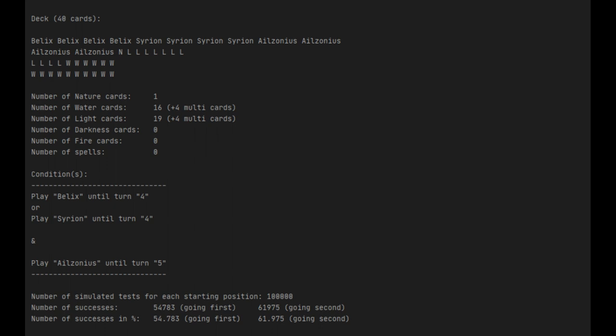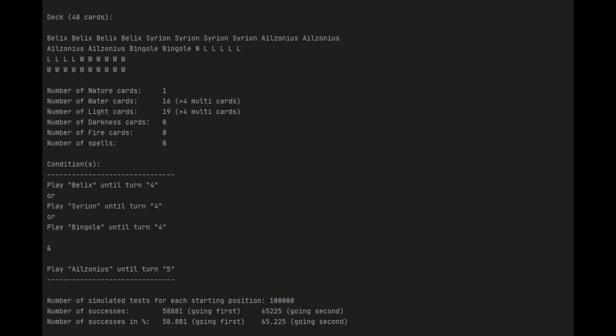And now we will change some variables. For example, we will add some Bingles to the deck. So what happens when you play two Bingles, which we have seen in the past? We will see this in the next slide. We don't only have Belix and Syrion now, we have two more Bingles. And the probability now is 59%, so an increase of around 4% to achieve your goal.